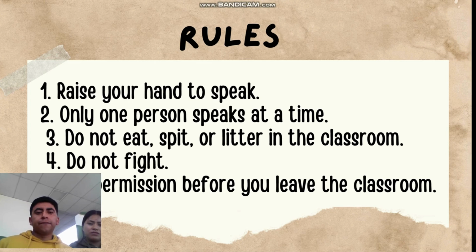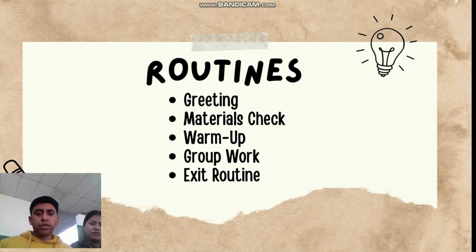We need to be really careful when we are using the word no, because if we say no to students, they will do the opposite. So instead of saying don't eat in class, we can say you can eat in the cafeteria or you can eat outside. And we can also ask the students to ask permission before they go to the bathroom or before they want to go with someone else. So these are some of the rules, and then we have some of the routines.